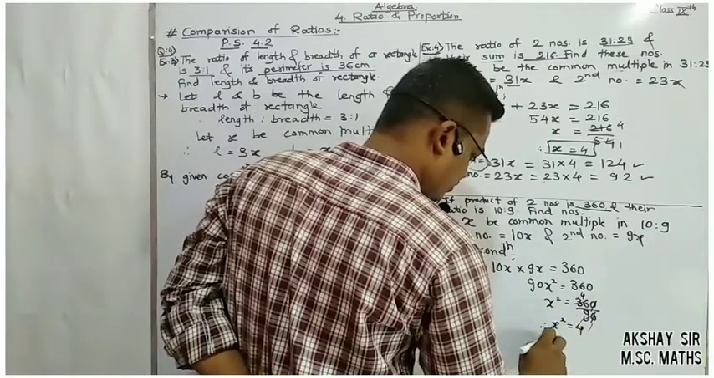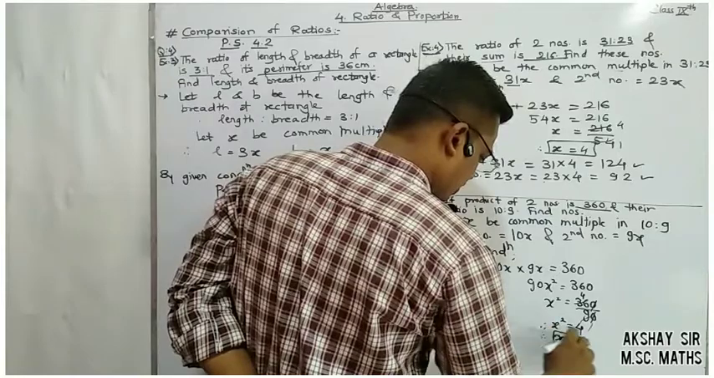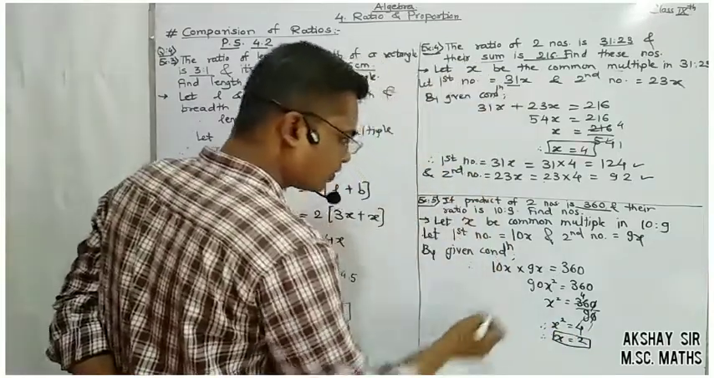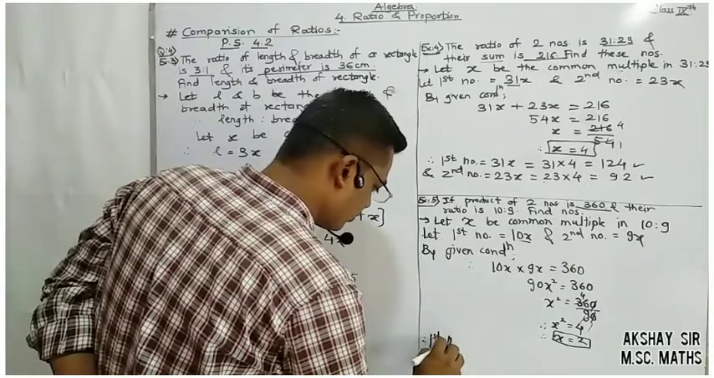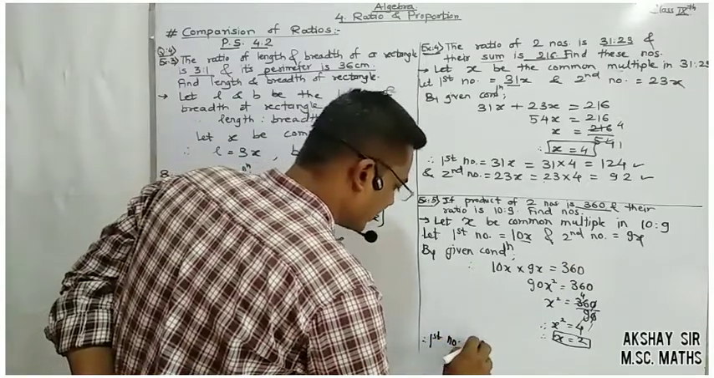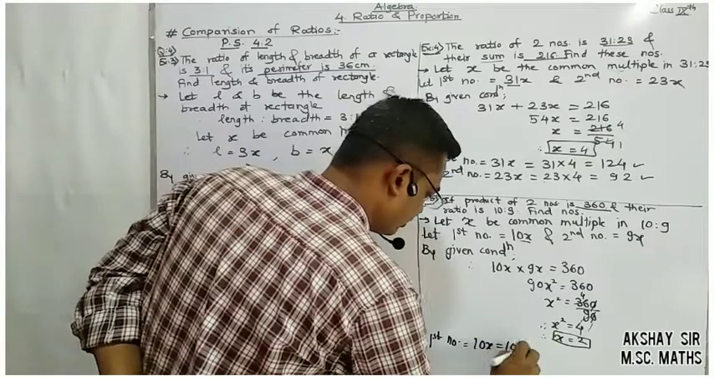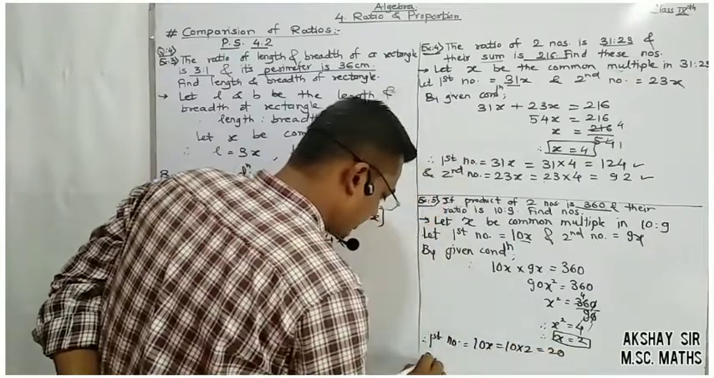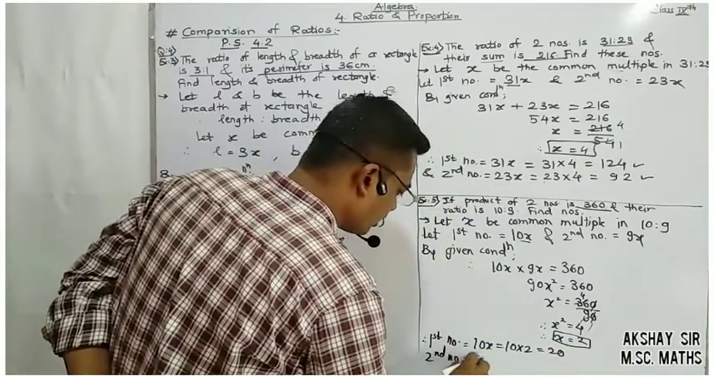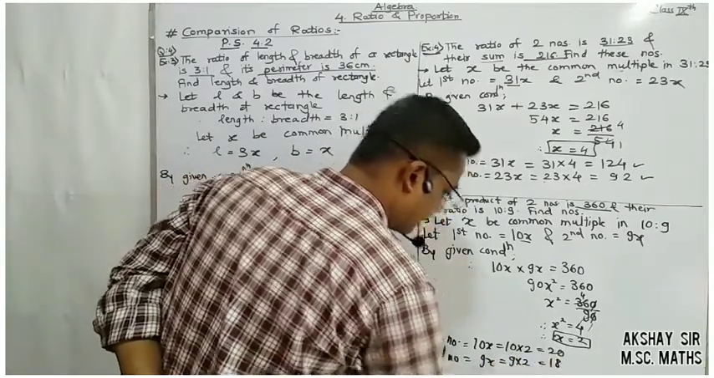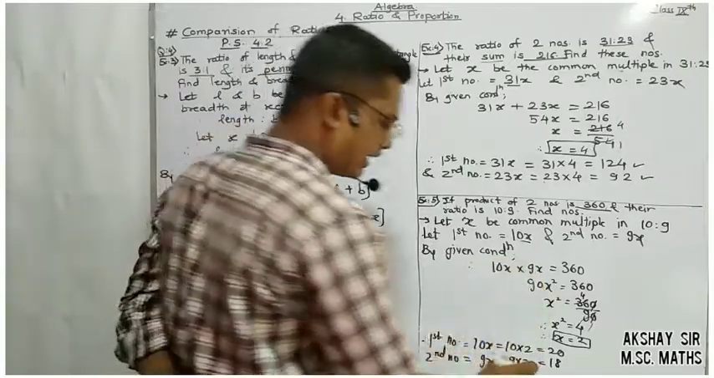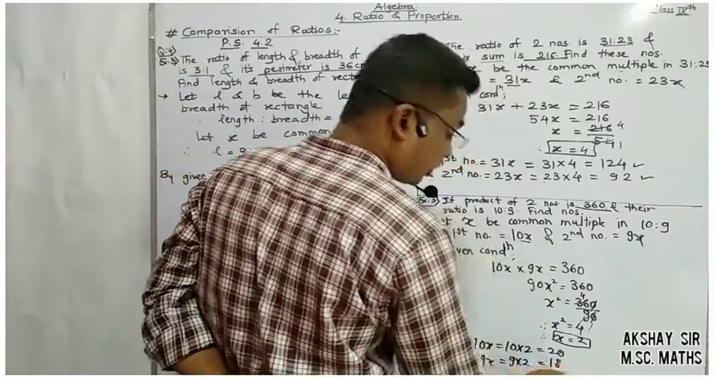If we consider positive square root, we get x is equal to 2. Okay. So as we got x equals 2, we can get the value of the first number and the second number. Therefore the first number that we have considered as 10x, we get 10 into 2 equals 20. And the second number, that is 9x, so 9 into 2 equals 18. So that's our answer. You can check it.